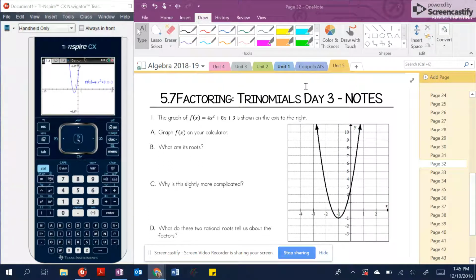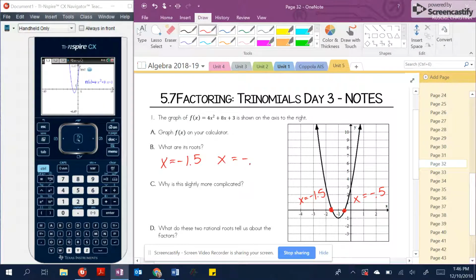In example number 1, we're given the graph of f of x, and it says to graph it on your calculator, which I have already done, and find its roots. If I go to the menu and find my roots, I'm going to see that x equals negative 1.5 and x equals negative 0.5. This is not good news, right? Because we have two decimal roots.